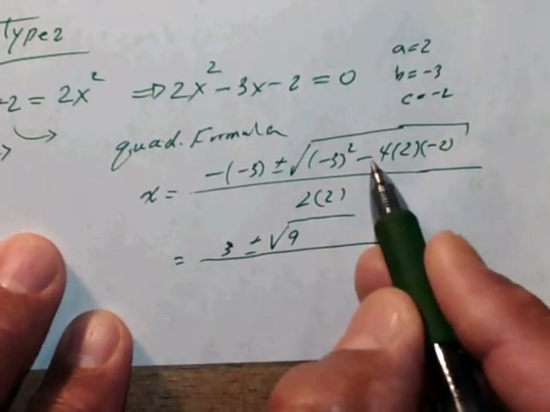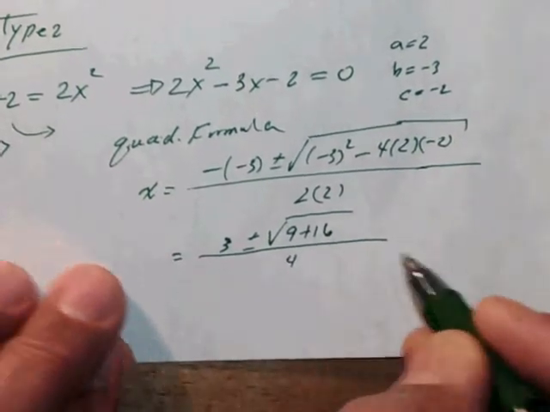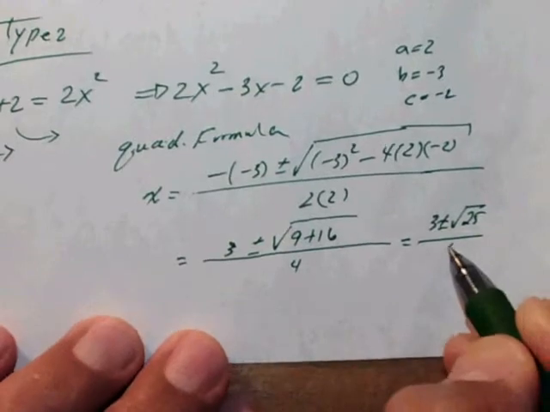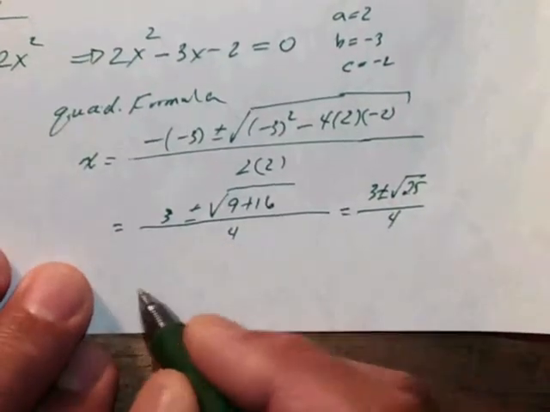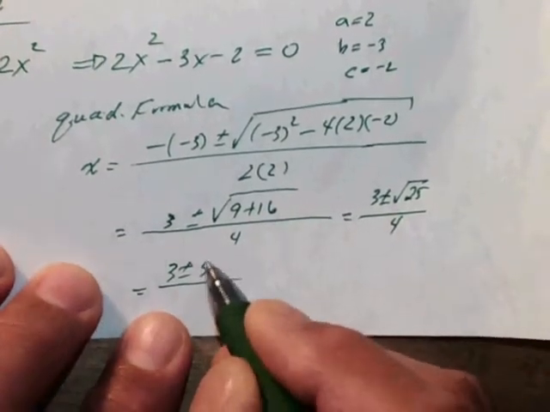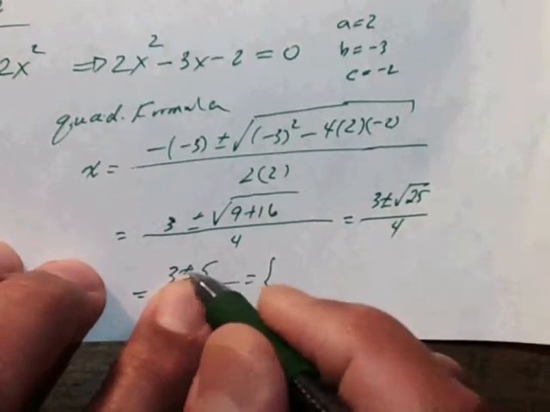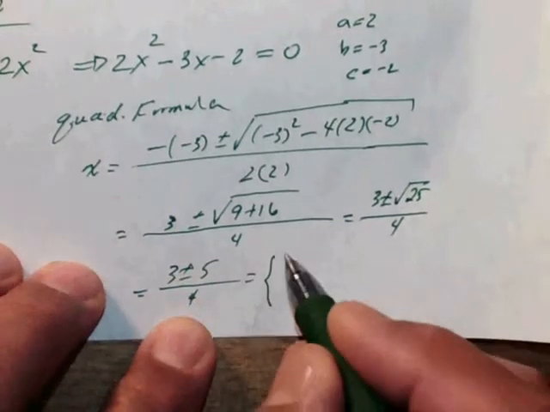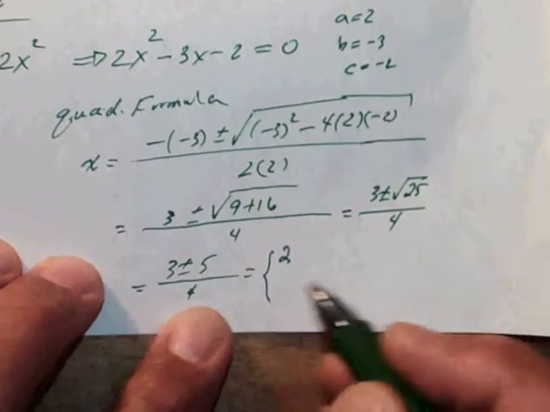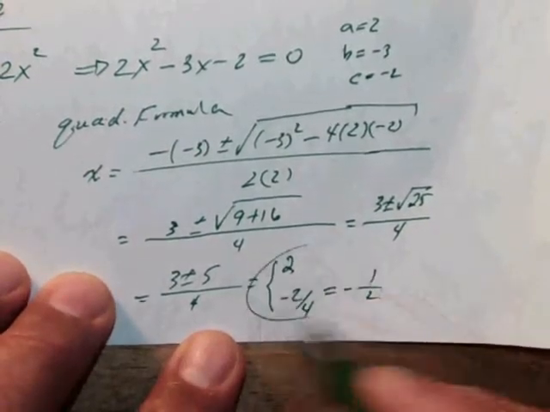Then negative times negative is positive. We get 16 divided by 4. And this is 3 plus or minus the square root of 25, divided by 4. 3 plus or minus the square root of 25 is 5, over 4. Now again, as in the past, if you use plus, you get 8 over 4, which is 2. If you use minus, you get 3 minus 5, which is minus 2. Minus 2 over 4 is minus 1 half. So these are the solutions. Okay.